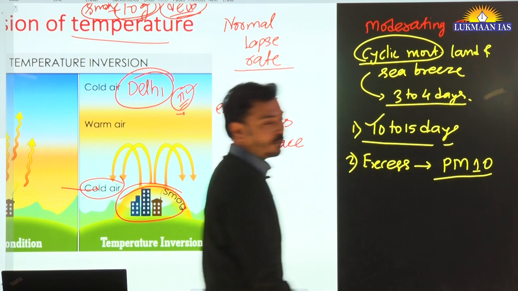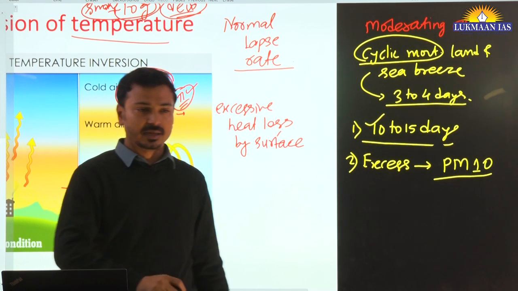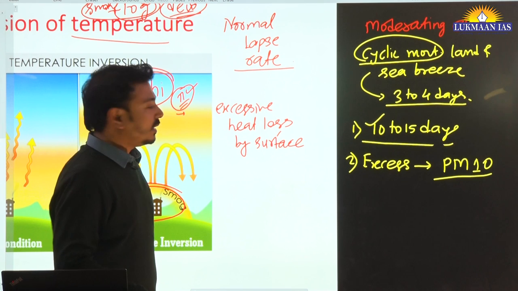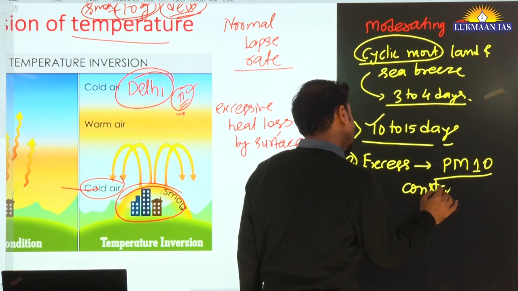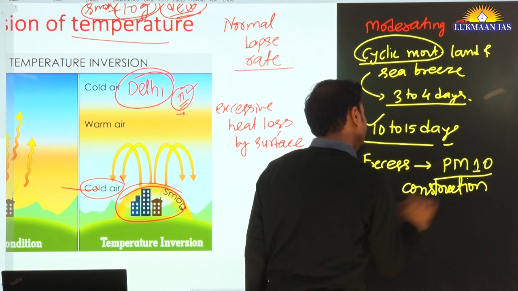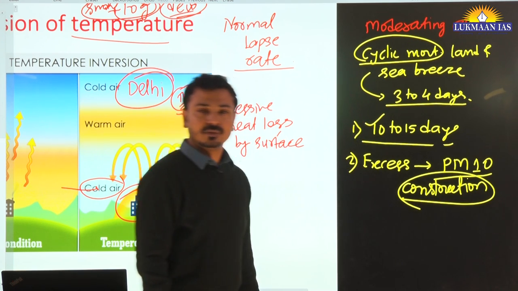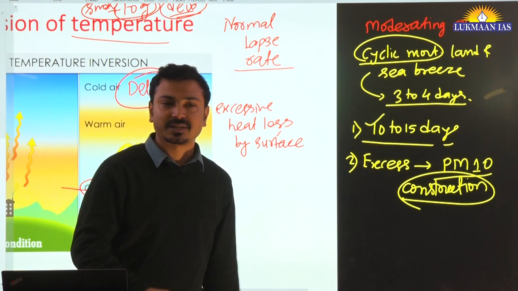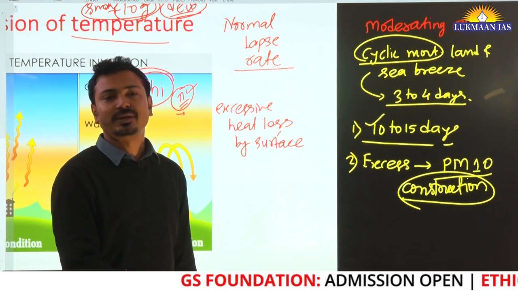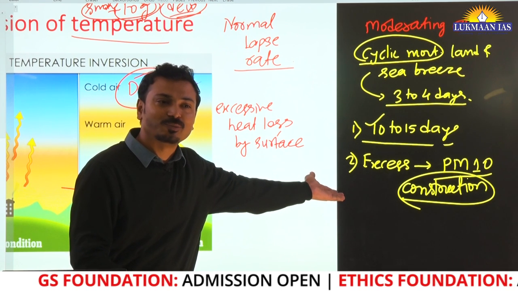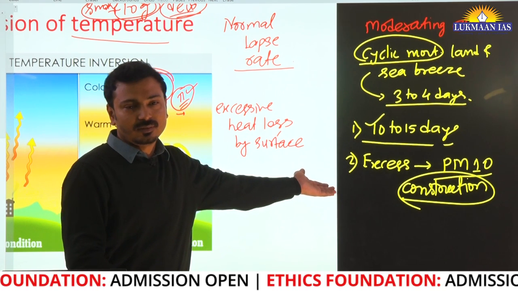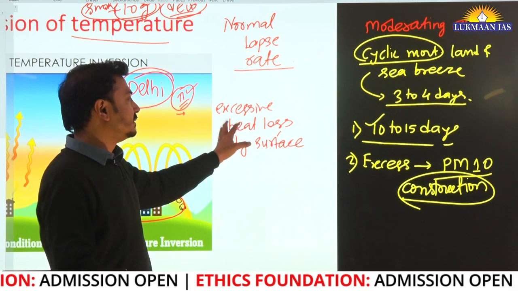Vehicular emissions have PM2.5, largely the particulate matter. But PM10 is largely from construction activity, and a lot of construction activity resumed in Mumbai in recent times. Large infrastructure projects. This is one of the reasons, and that's why it has further fueled the smog formation. So these are the reasons you should be knowing.